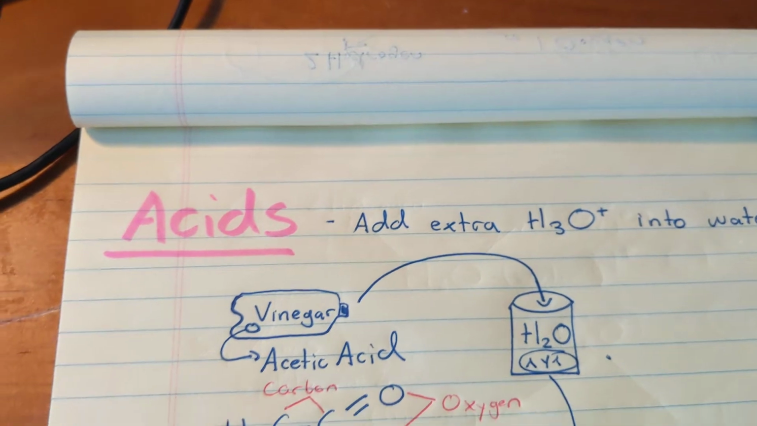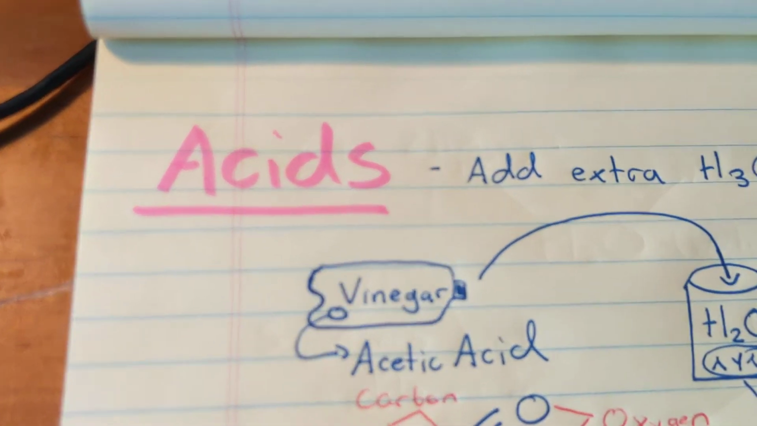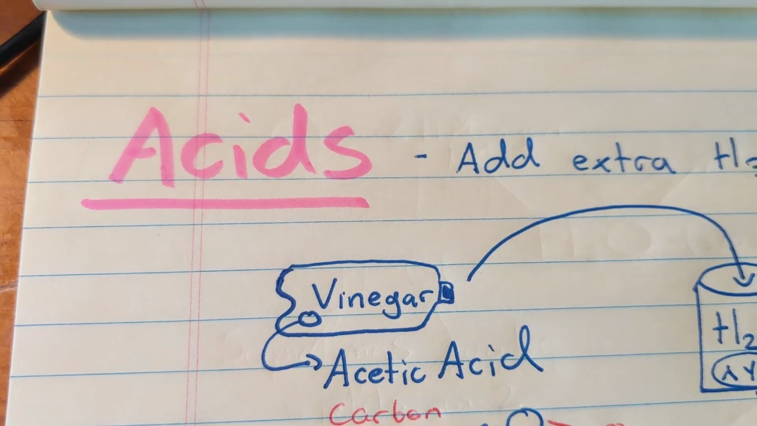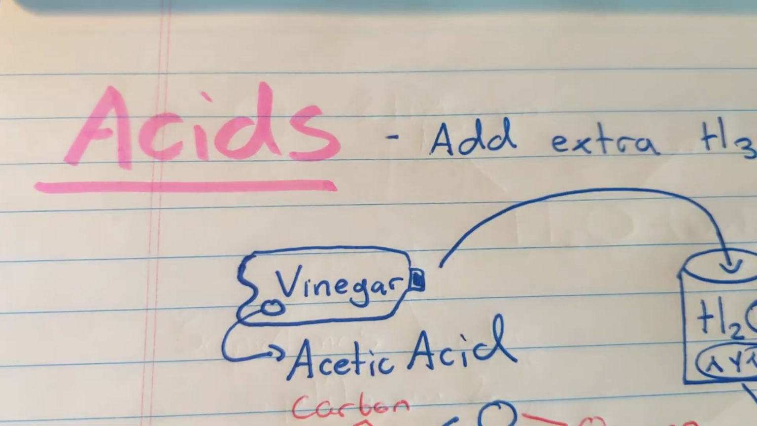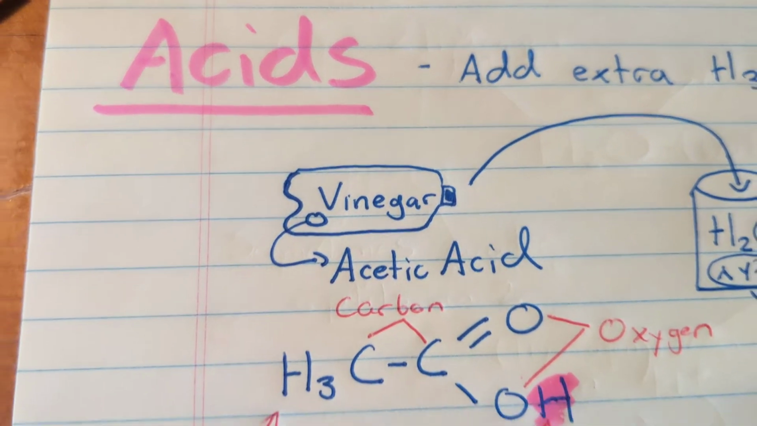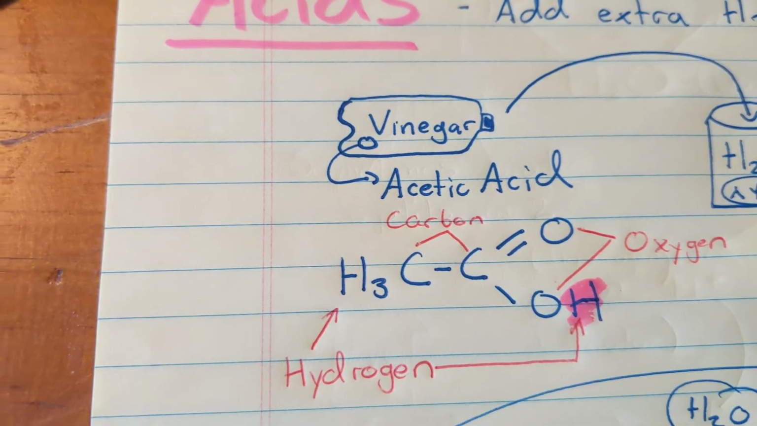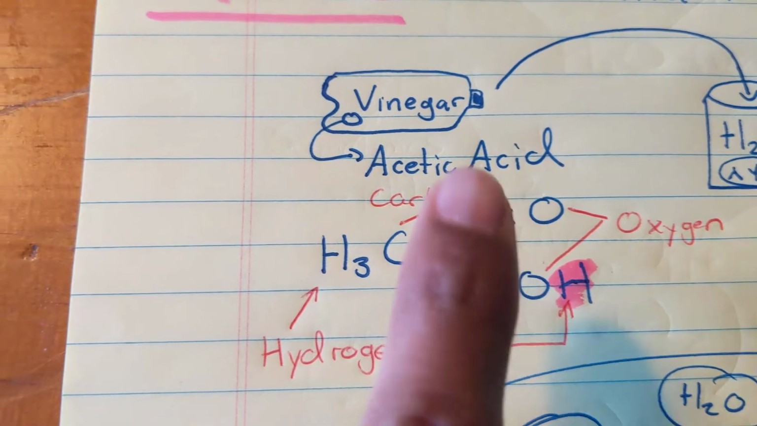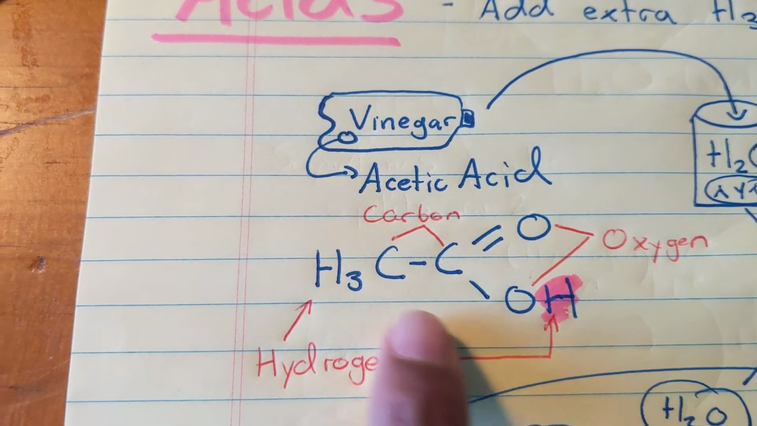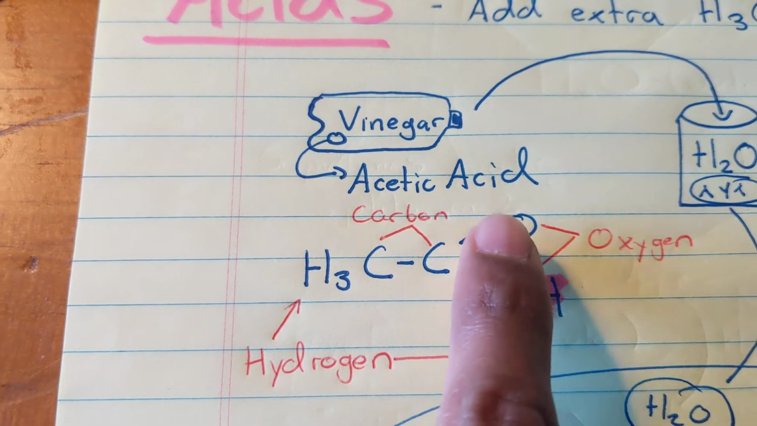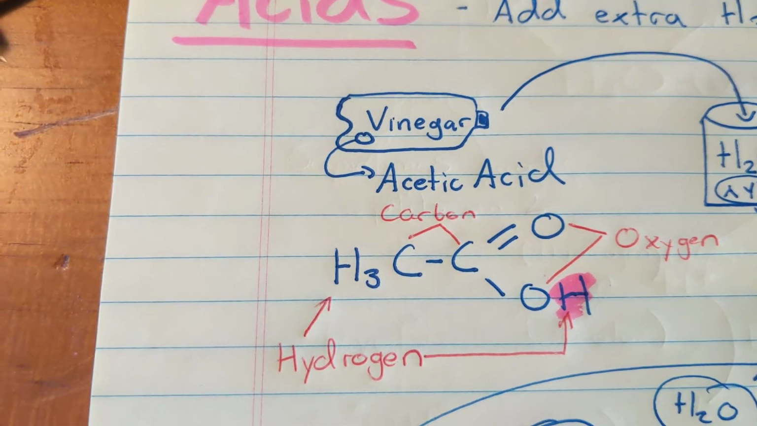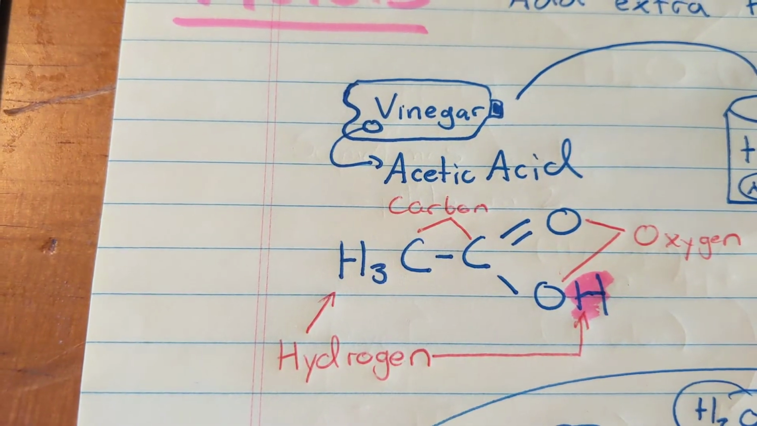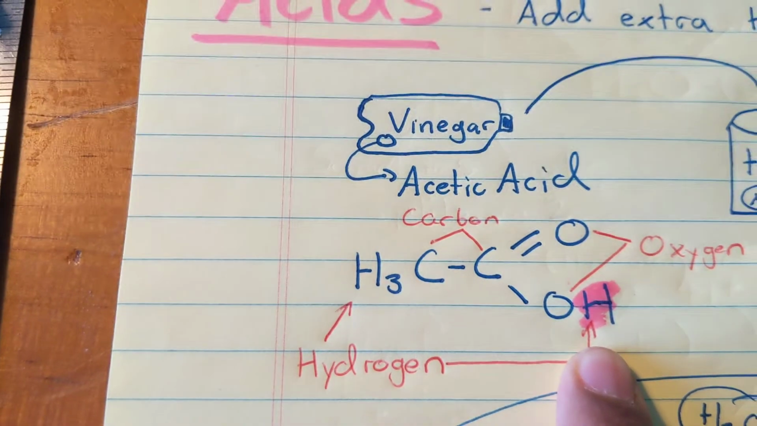We're going to look at a familiar example, vinegar. The acid that is in vinegar is called acetic acid, and this is acetic acid right here. It has three main elements in it. It's got some hydrogens, it's got carbons, and it's got oxygens. The element we really want to pay attention to is this hydrogen right here.